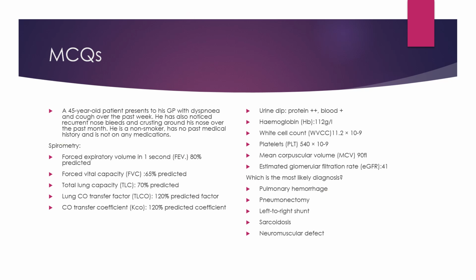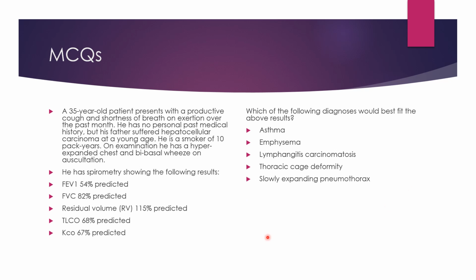So going to the next MCQ. Here is a 35-year-old patient presented with productive cough, shortness of breath on exertion over the past month. He has no personal past medical history, but his father suffered from hepatocellular carcinoma at a younger age. He is a smoker of 10 pack years. On examination, he has hyperexpanded chest, bibasal crepitations on auscultation. So here are the spirometry results, and they want us to tell the diagnosis which would best fit in with the above results. So FEV1 is 54% predicted, which is reduced.